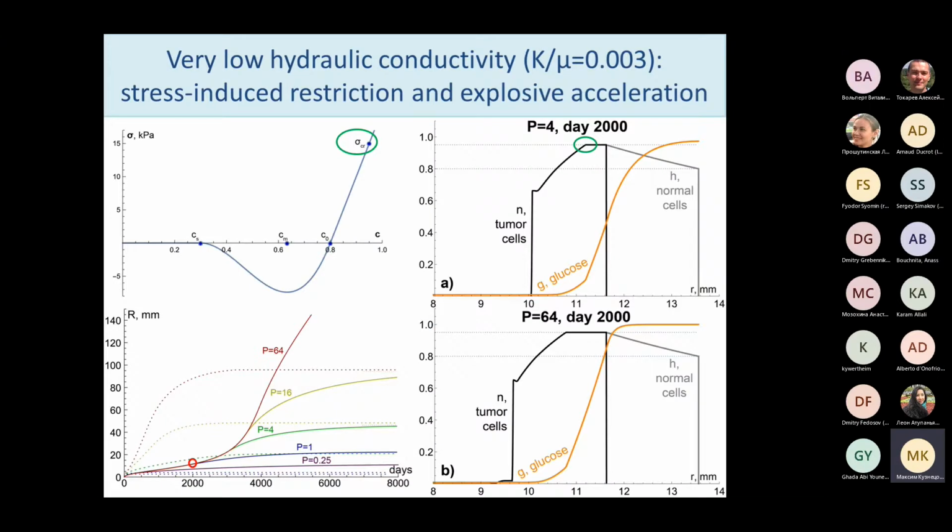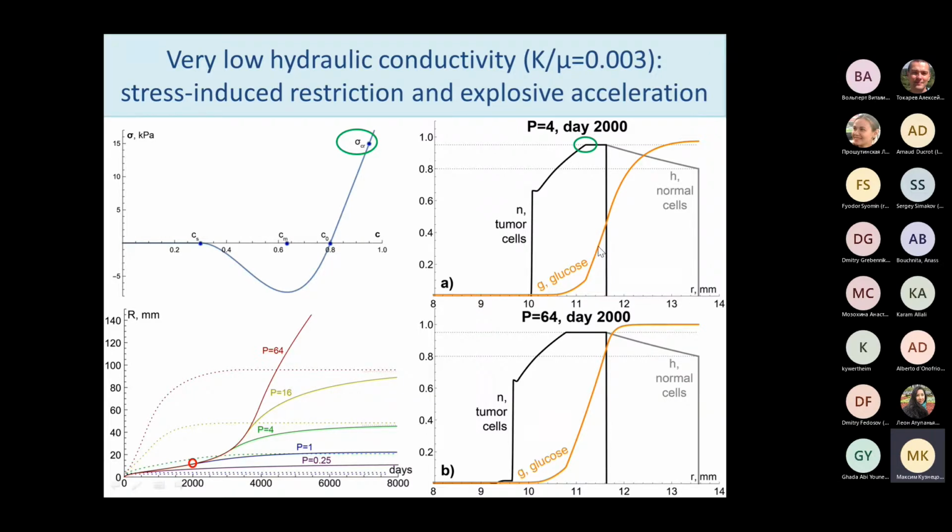At even lower tissue hydraulic conductivity, another effect showed up in the simulations, that is, the restriction of tumor growth speed by stress. It happened when the tumor cell fraction reached its critical value, which corresponded to the critical solid stress at which cell proliferation ceased. As long as such a condition held, the tumor growth curve was independent of the nutrient supply level. These figures illustrate this via the distributions of model variables for the 2000th day of growth under P equal to 4 and 64. The 2 tumors had equal radii despite obviously different total amounts of tumor cells, since only a very small number of them in the tumor rim were actually proliferating.